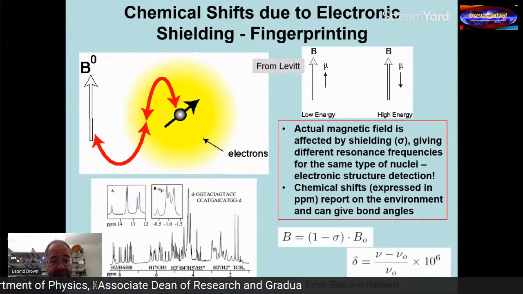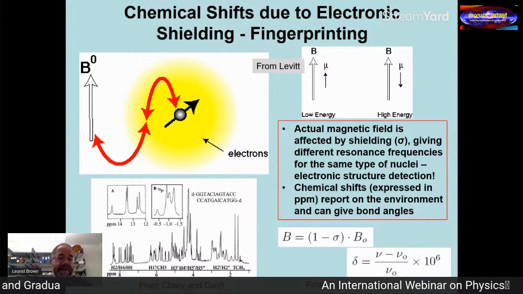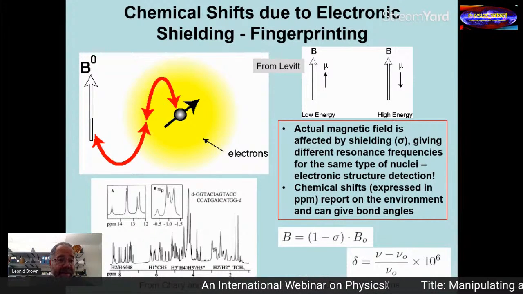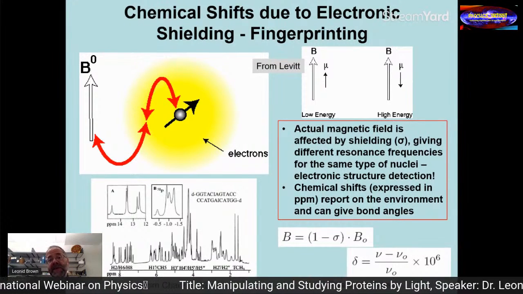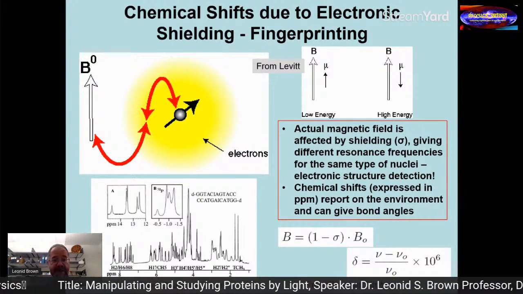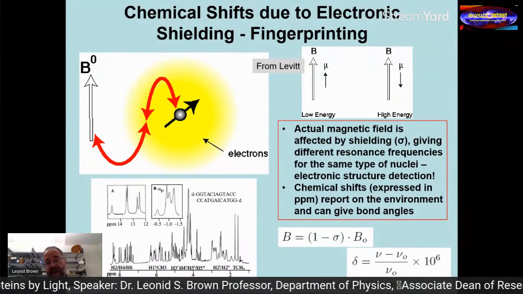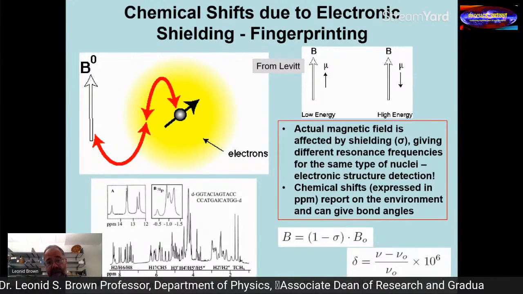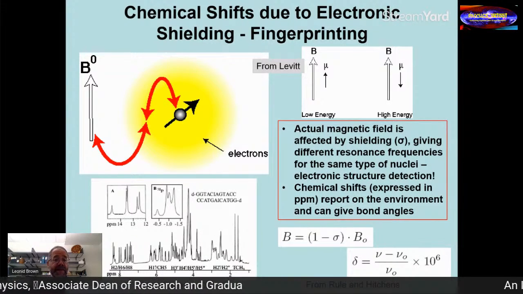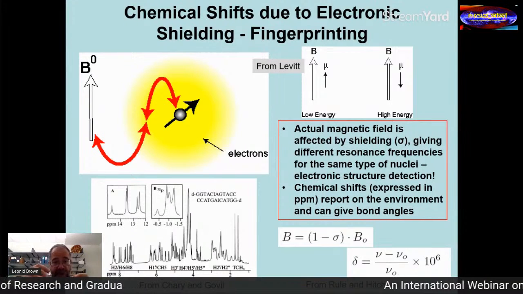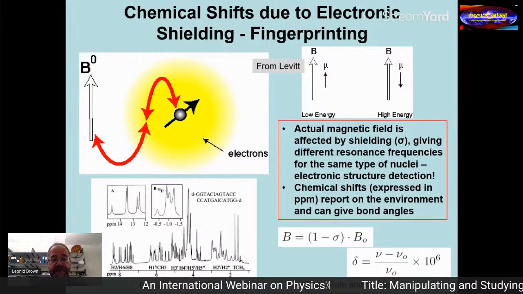The chemical shifts occur because each atom, even if it's carbon-13, is different, because they have different electronic shielding, which reports on the environment, which reports on the chemical structure. So this is why we can distinguish every single atom, because they all have slightly different electronic structure. And this is great. We have a signature for each atom, and we can also get information on the environment and also on the structure. We can get dihedral angles of bonds between atoms, which is very important for proteins.